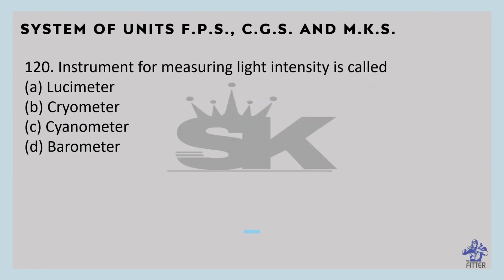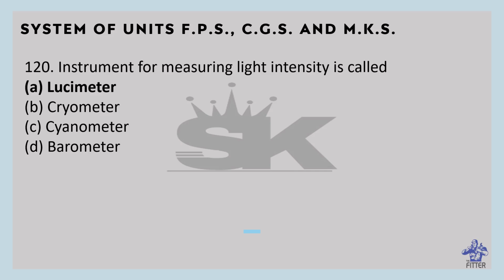Instrument for measuring light intensity is called lucimeter. Cryometer is used to measure very low temperatures. Cyanometer is used to measure color intensity of blue sky. Barometer measures atmospheric pressure.